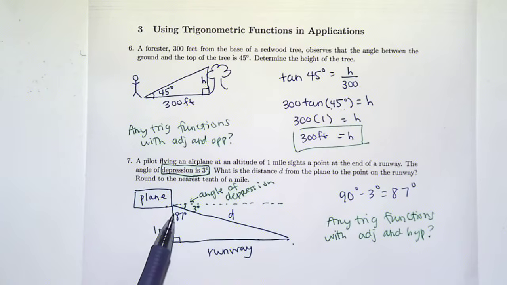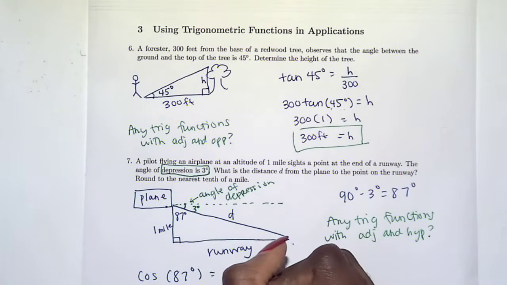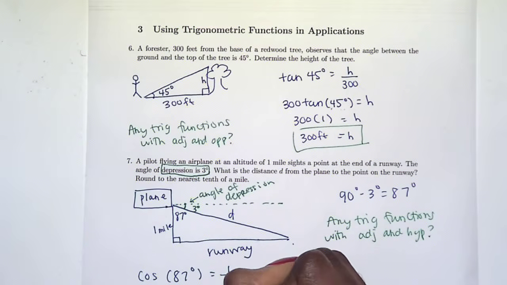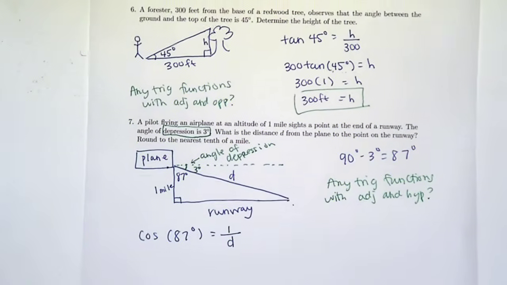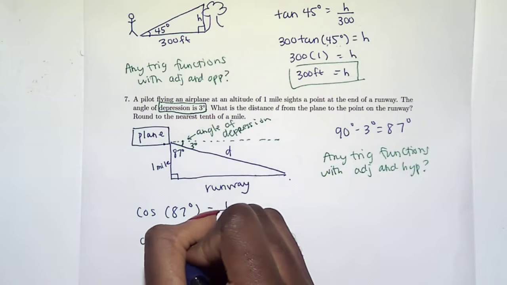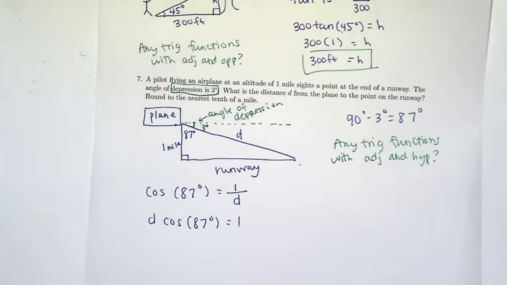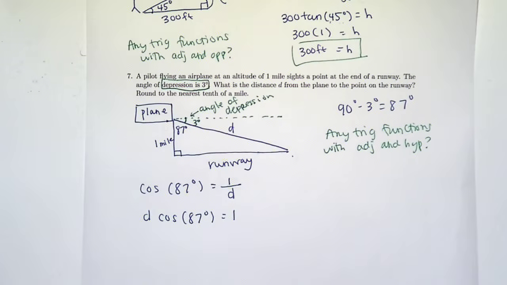So that means cosine of 87 degrees is 1 divided by d, adjacent over hypotenuse. All right, and so then we just have to solve for d. I'm going to move this over so I don't have a fraction anymore, and then divide by the cosine of 87 degrees.